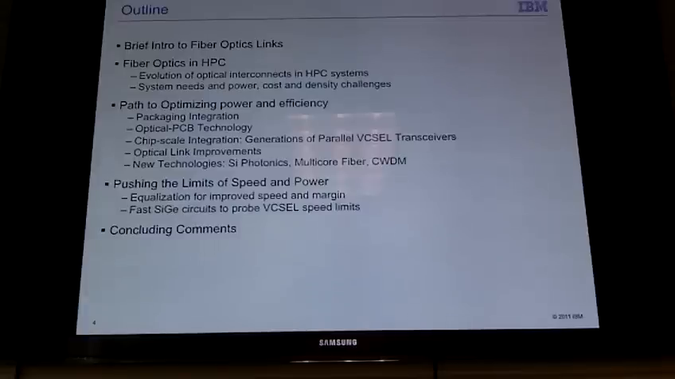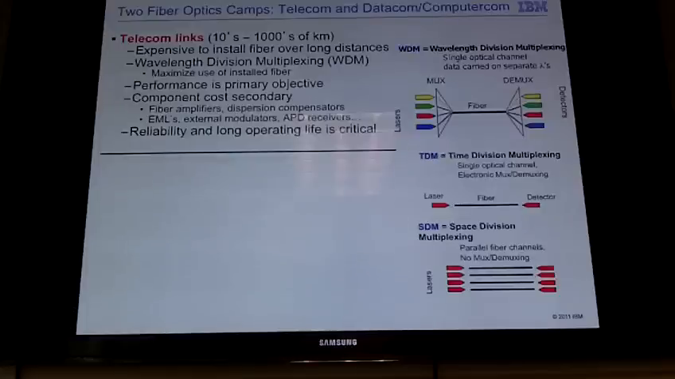So a very brief fiber optic intro. Today there's 2 camps of fiber optics. There's the telecom and the datacom, computer comm world. Telecom deals with tens to thousands of kilometer distances. It's very expensive to install fiber at these distances. So they rely heavily on wavelength division multiplexing, where they have data coming over many wavelengths over a single fiber. Performance is a primary concern. Component cost is secondary. These are relatively bulky, power-consuming components, but reliability and long life is critical.